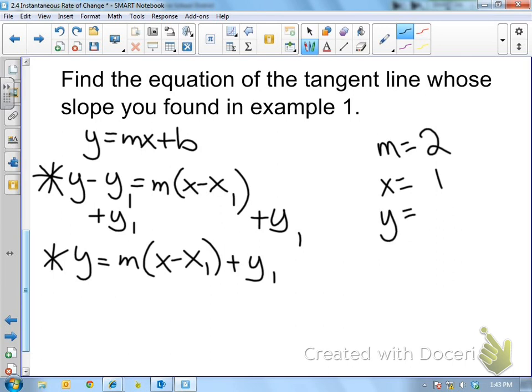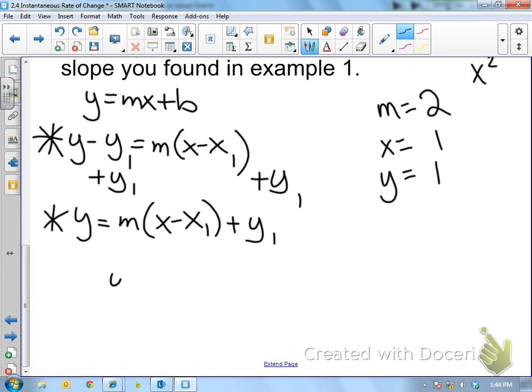So how do I find any y value at any time? We find y values the same way every single time. Plug it in. So we plug x into our equation. What equation are we using? X squared. Since it comes from example 1, I'm writing it again. If we plug in 1, we get 1. So now I can find the equation for my tangent line. Y minus 1 equals m, our slope was 2, times x minus 1.